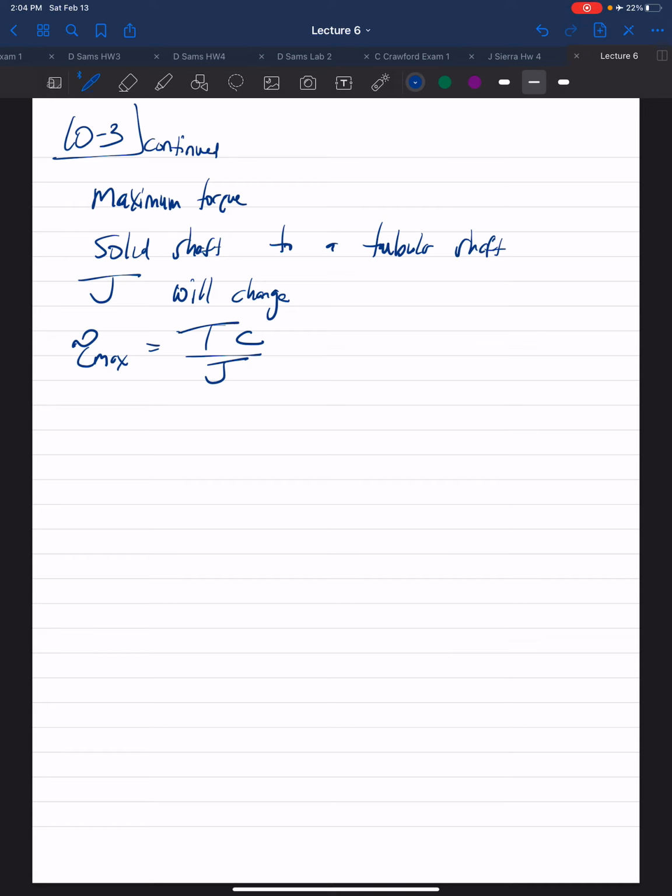But our J will change. So once again, we were given our maximum shear stress as 100 times 10 to the 6 newtons per meter squared. Always be careful to make sure you're using the correct units so that your math comes out correctly. Units matter. Times your T times your C, the maximum radial distance, the outer radius, which is 0.05 meters.